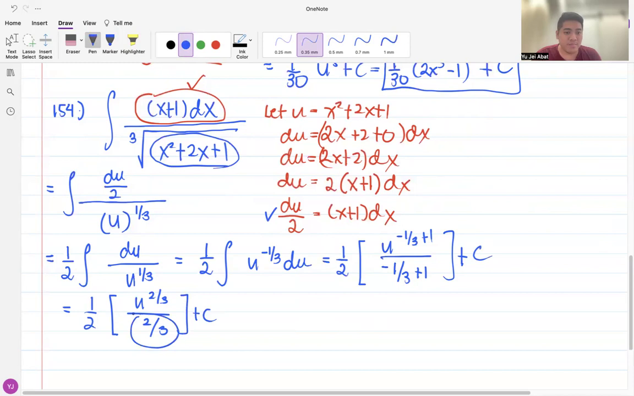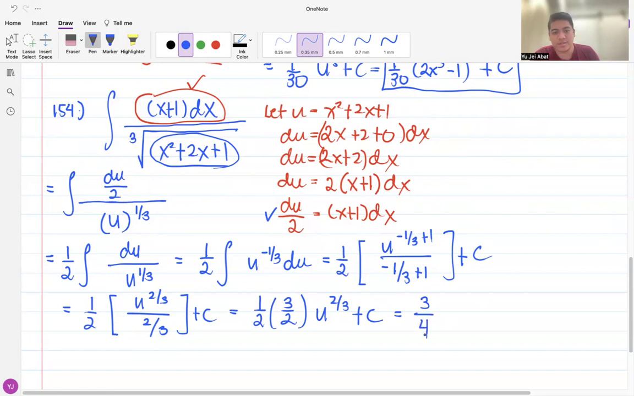But this is an improper fraction, a complex fraction. So if we simplify that, that becomes 1/2 times 3/2 of u raised to 2/3 plus c. So that becomes what? 3 numerator by numerator, and then 2 times 2, 3/4. So the u raised to 2/3 plus c.